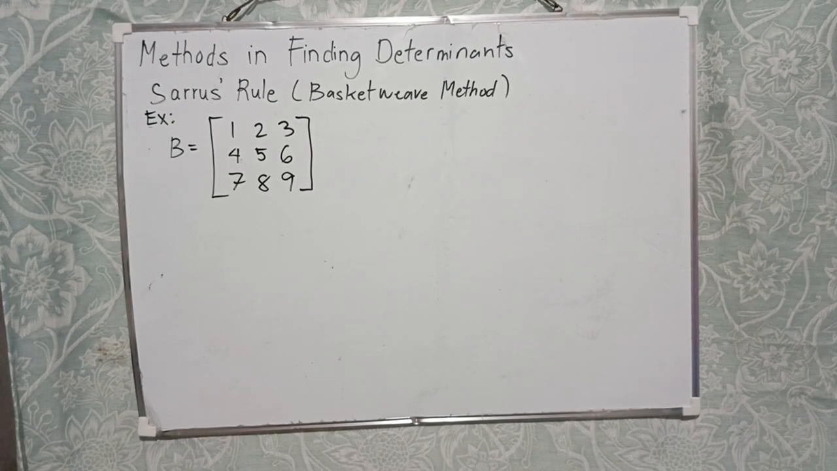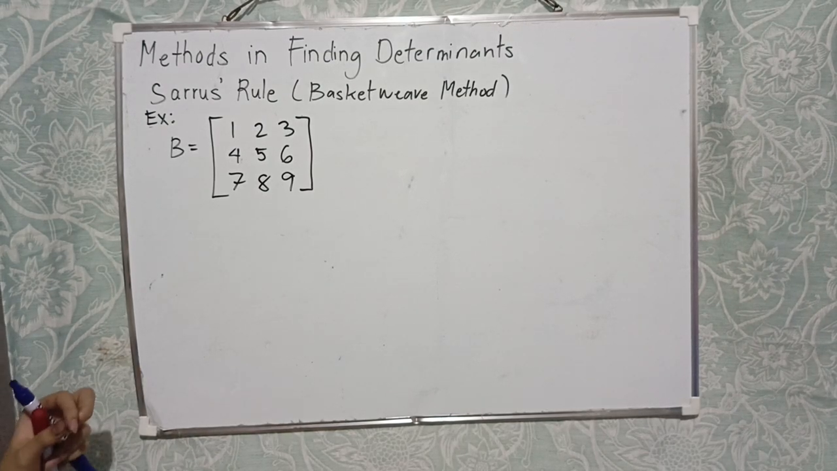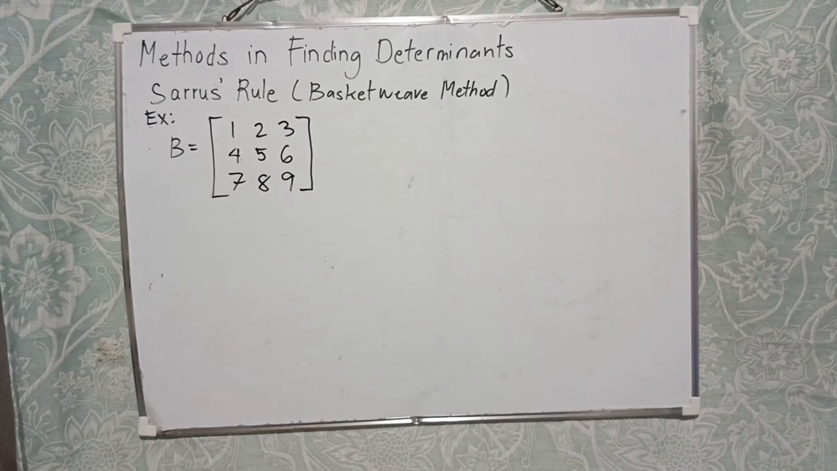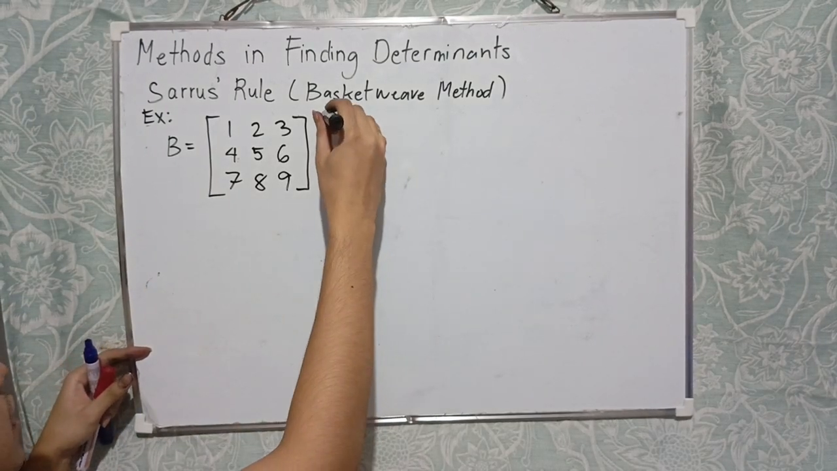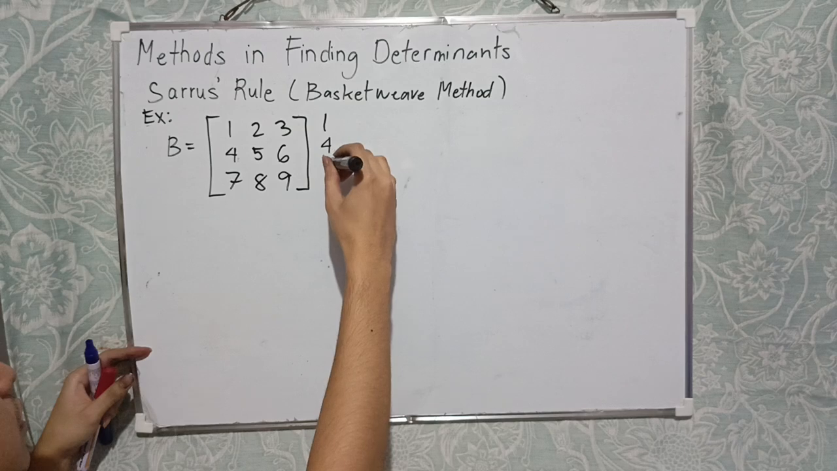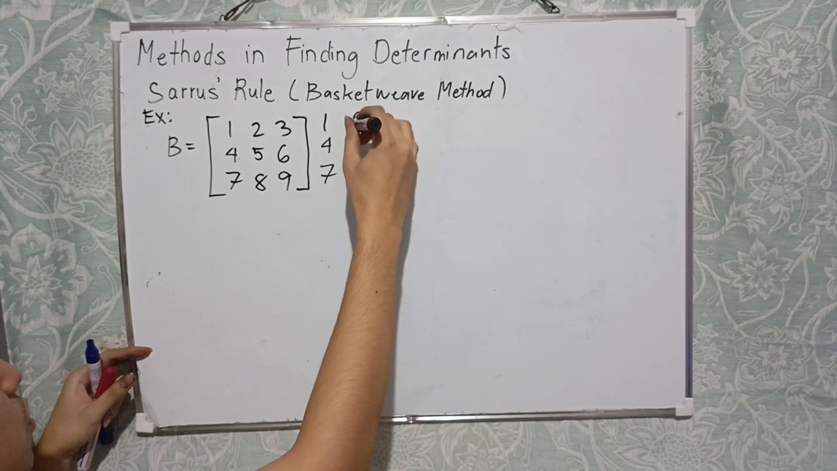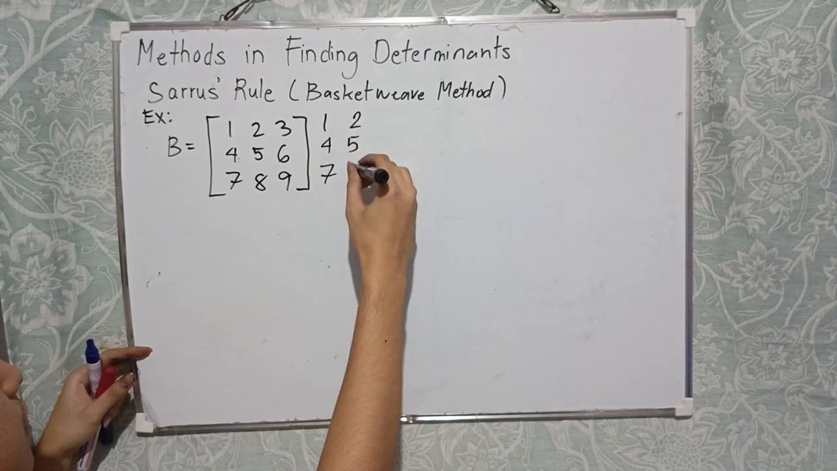Let's have a problem with regards to this rule, the Sarrus rule. Given that we have matrix B, and this matrix B is a 3 by 3 matrix. Applying the rule, step 1, copy the first two columns. So we have 1, 4, 7, 2, 5, and 8.